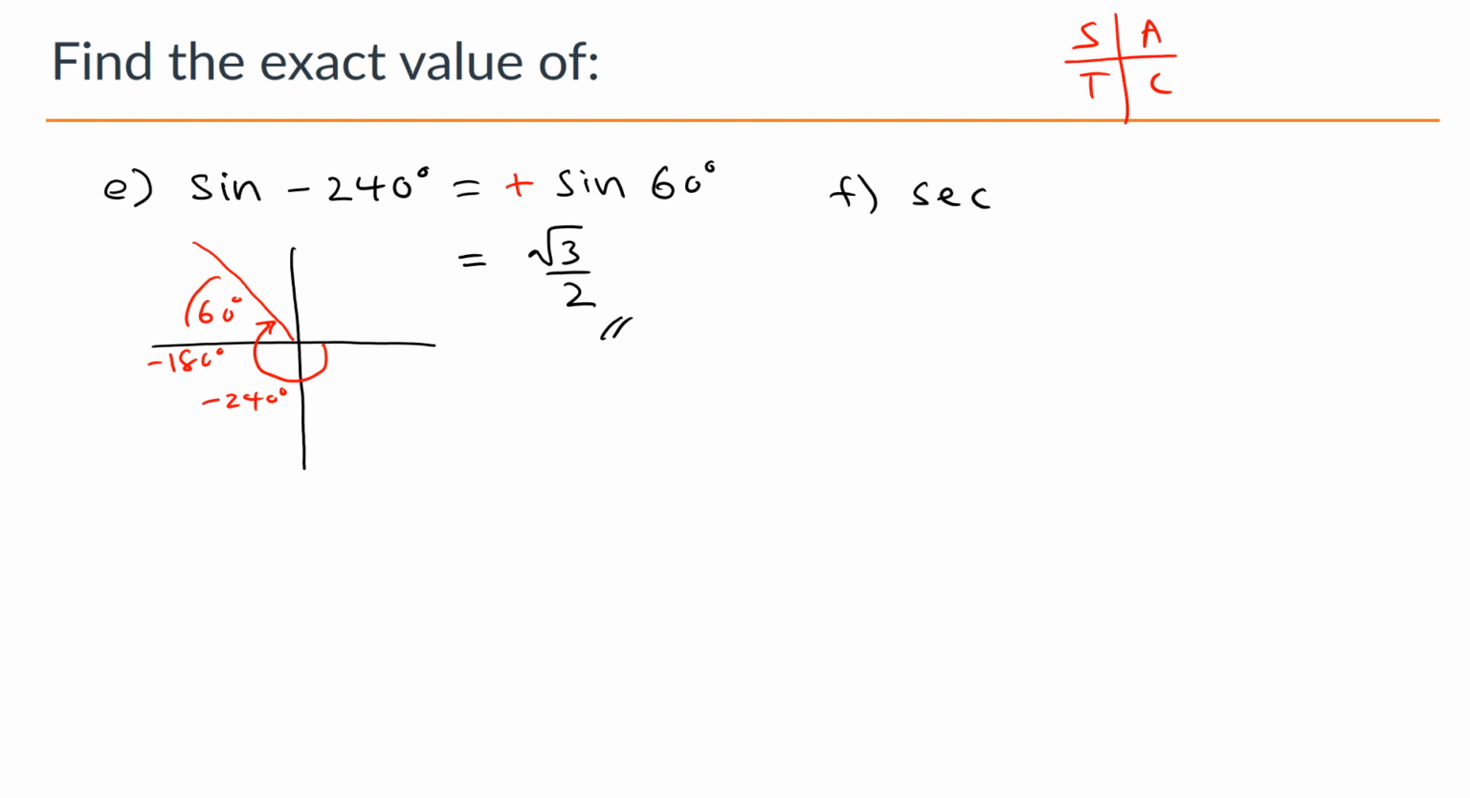Secant 13 pi over 4. So this is in radians. We know the reference angle is pi over 4. Let's see where this angle is. We can look at the multiples of 4 for that: 0, 4, 8, 12, so 13. That means it is in the third quadrant. So that's the angle.